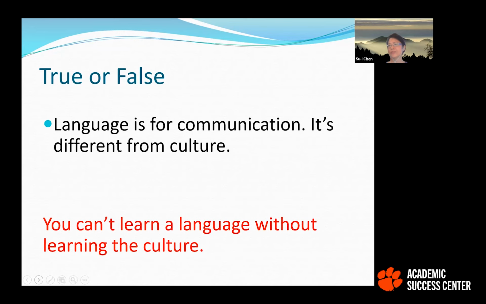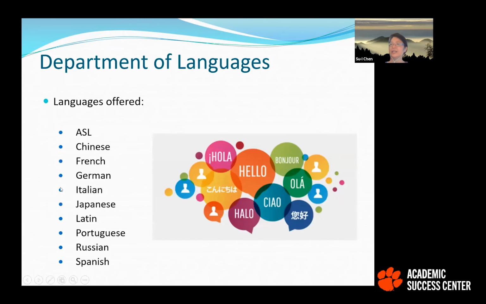You can't learn the language without learning the culture. I think that's for sure. Everybody knows that. Now, I want to show you that in the Department of Languages, we have this many languages: ASL, Chinese, French, German, Italian, Japanese, Latin, Portuguese, Russian, and Spanish. So if you are interested in learning more languages, you are welcome to choose as many languages as you like. There's no limit on how many languages you can learn.